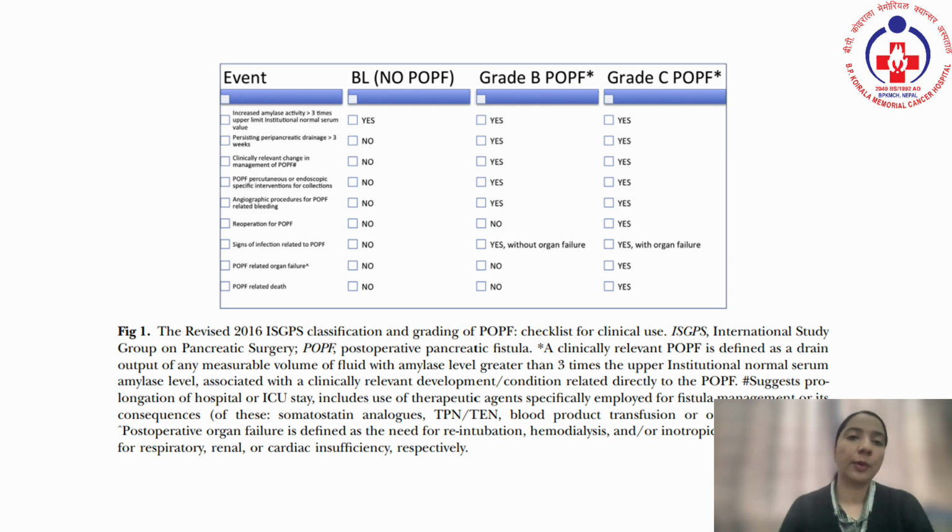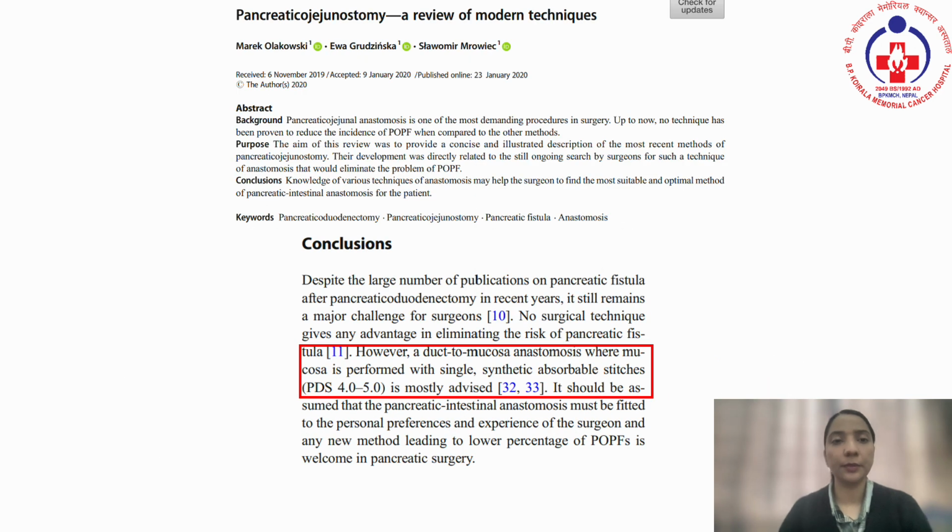And also the serum amylase level is more than 3 times the upper institutional normal serum amylase level, and other features are described in this table.